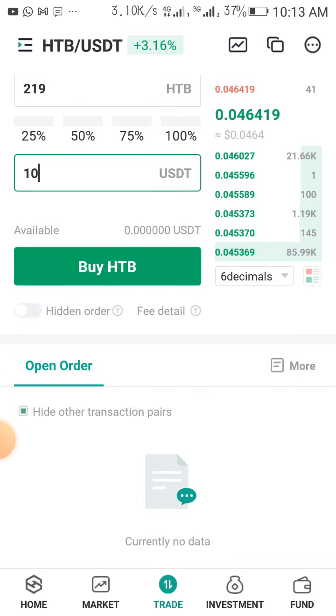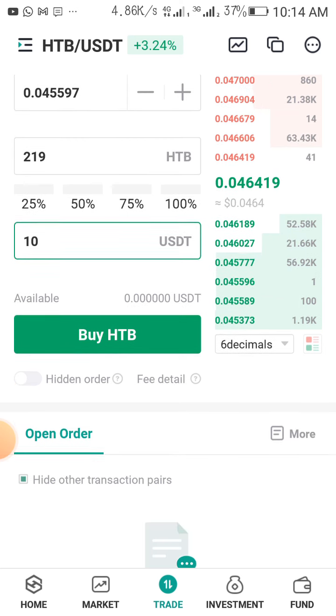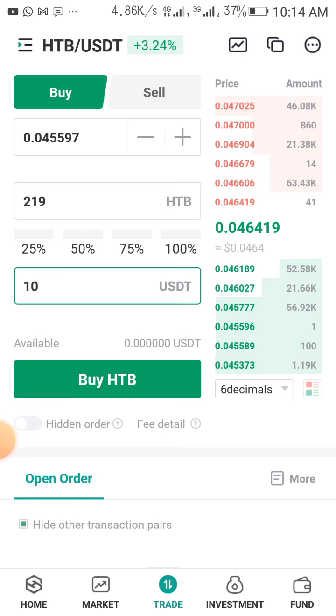It will not execute immediately until a maker, or a seller, comes up with a price within the range I want to buy at and is ready to sell at the price I've opened the order. That's when the order I've just placed will complete. It will not execute immediately.